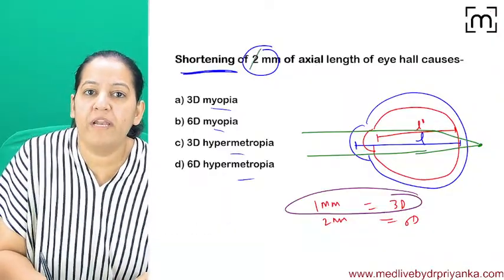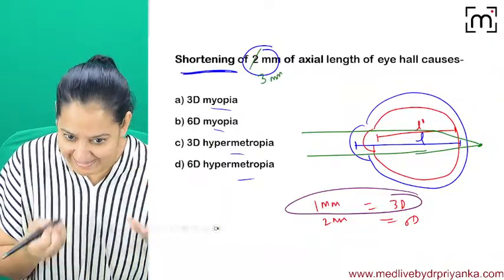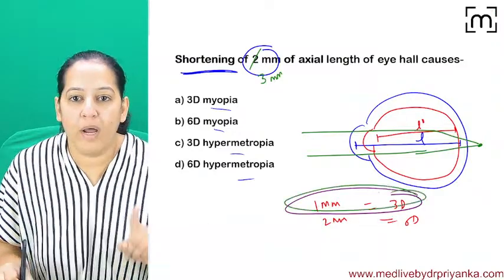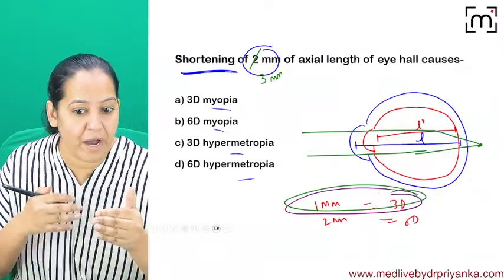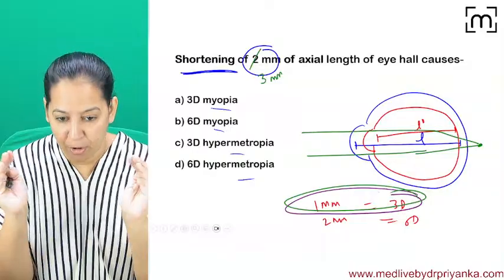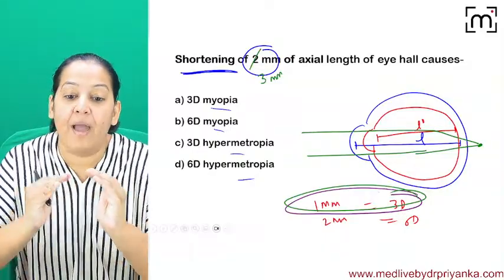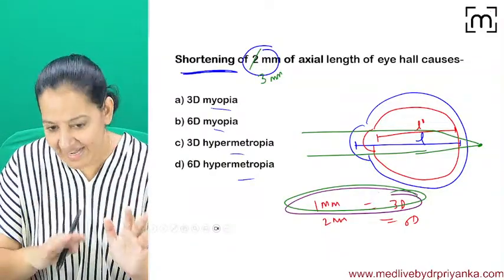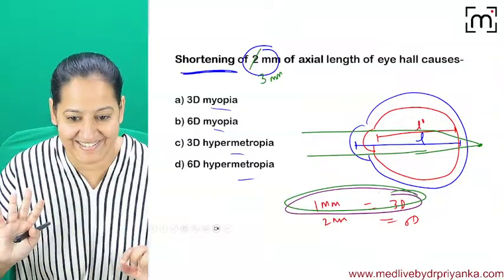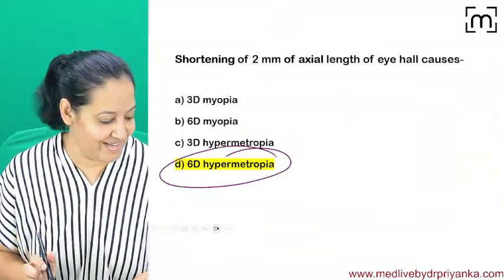If instead of 2 millimeter, it is 3 millimeter, the answer will be 9. You can understand. Learn the golden rule: 1 millimeter is equal to 3. But you have to decide whether it is myopia or hypermetropia. When the eyeball is shortened, it's hypermetropia. When the eyeball elongates, it's myopia. You will understand when I teach you the disorders in detail. Okay, everyone got it? So the correct answer here is D.